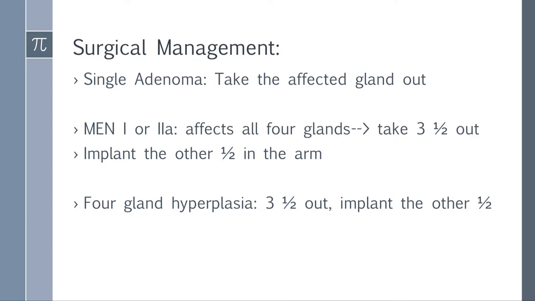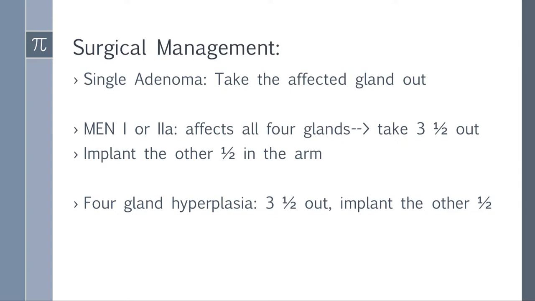So what do you do in that case? So the common theme is, if you have 4 glands affected, you take 3.5 of them out, and you take the other half of it and you implant it in the arm, right? It's because you want that other half to manage your calcium homeostasis, because if you don't have any parathyroids, right, you're going to have really bad hypocalcemia that's hard to control and increases mortality. So that's one thing to remember. So you don't take out all 4. That's not the answer. 4-gland hyperplasia, same thing as MEN1 or 2A. You take out 3.5 and then put the other half in the arm or your sternocleidomastoid muscle.